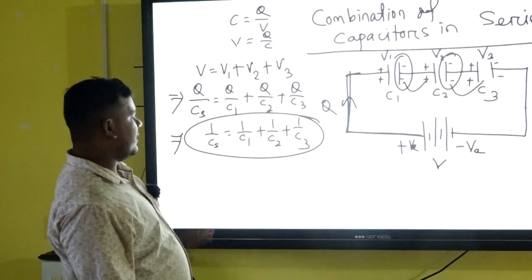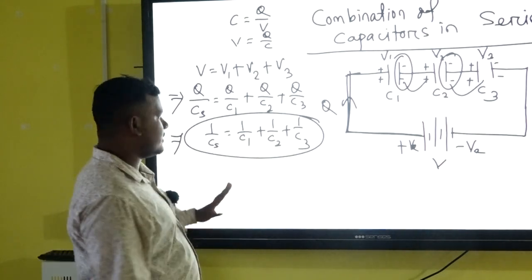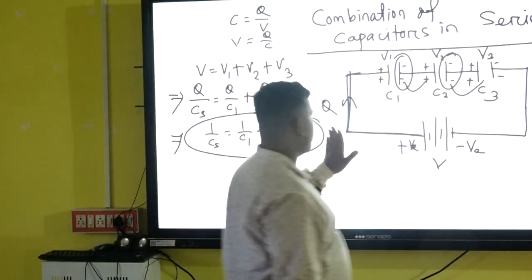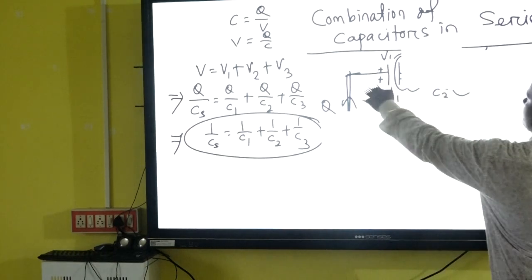Okay, in series, let us say we have 2 capacitances, then what will be the net capacitance?